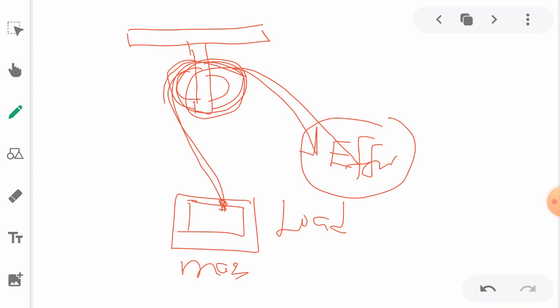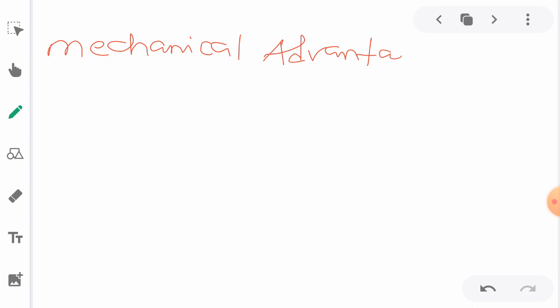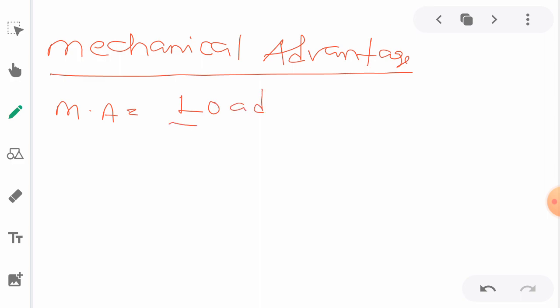Now let's look at some terms that we can encounter on the pulley system. One of them is the mechanical advantage. Mechanical advantage, MA, is equal to the ratio of the load to effort. So in case we are asked to find mechanical advantage, it is the ratio of the load to the effort.